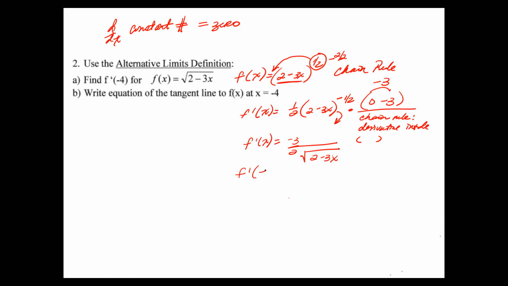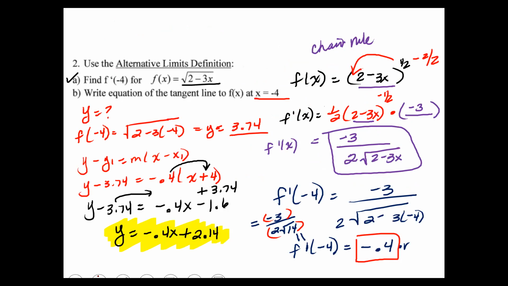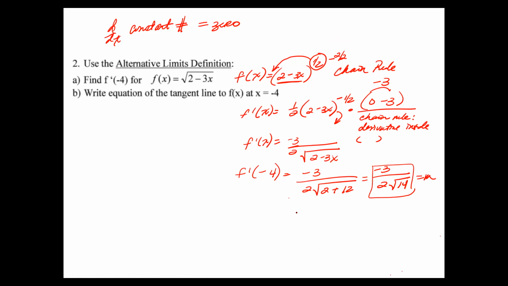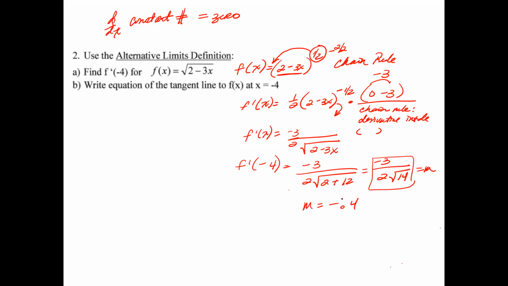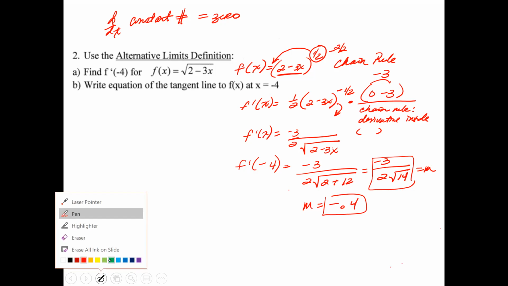So the question here asks me to find negative 4. So I have a negative 3 over 2 square root of 2 times negative 4 times 3 is going to give me a 12. So then I have a negative 3 over 2 square root 14. And I don't have a calculator with me, but this is your slope. So whatever this says, put that into a decimal. And it is going to be a negative 0.4. So I got that. Okay, so your slope is a negative 0.4. Okay, so then A is now done.